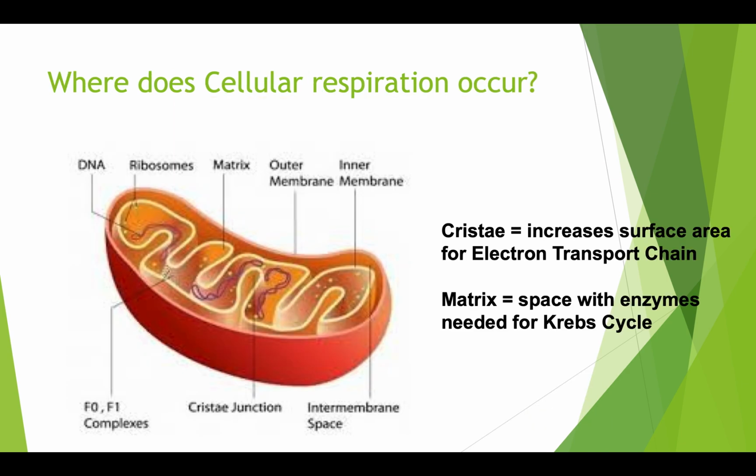All right, so where does cellular respiration occur? The cristae, the folds within the mitochondria, increase surface area for the electron transport chain. The matrix, the space with enzymes needed for the Krebs cycle. So the matrix is the inside of your mitochondria. The cristae is the folds themselves.